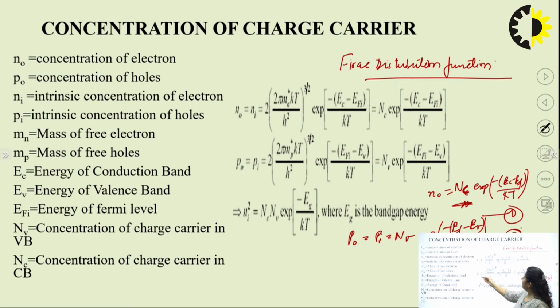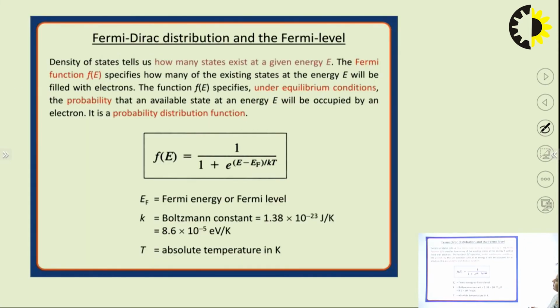Similarly for P0, the intrinsic holes Pi is equal to Nv, that is the concentration of the holes in the particular state, exponential minus (Ef minus Ev) by kT, where k is the Boltzmann constant and T is the absolute temperature.